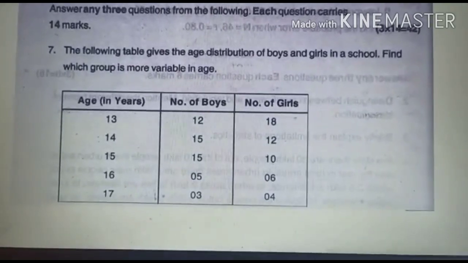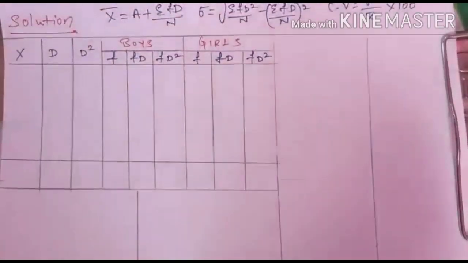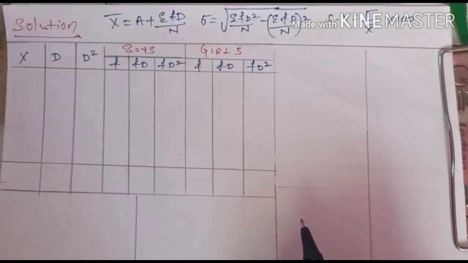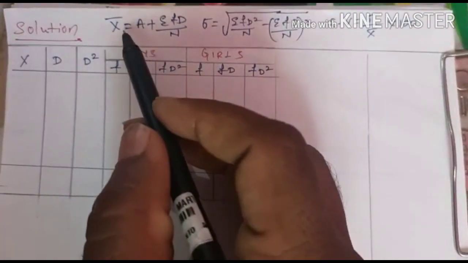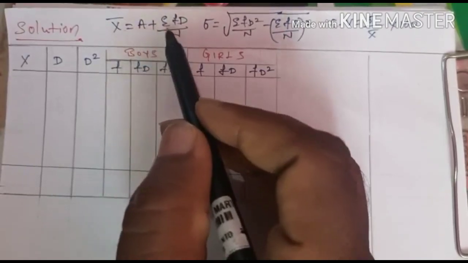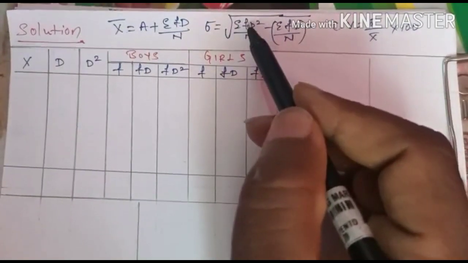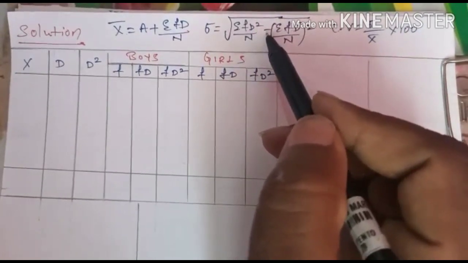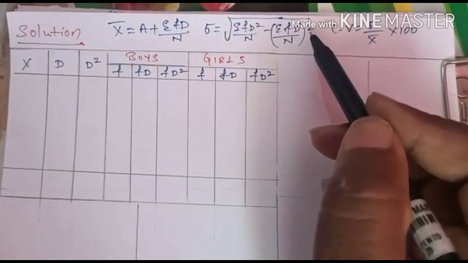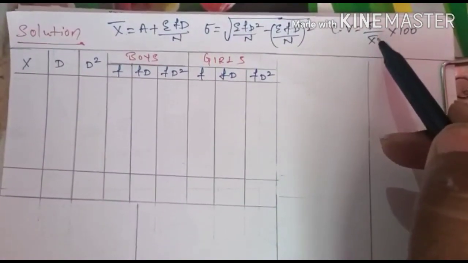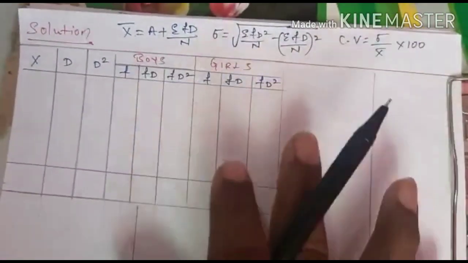Let's solve the problem. The formula to calculate arithmetic mean under the step deviation method for the discrete series: x bar is equal to a plus sigma fd divided by n. Standard deviation is equal to the square root of sigma fd square divided by n minus (sigma fd divided by n) whole square. Then coefficient of variation is equal to standard deviation divided by mean into 100.